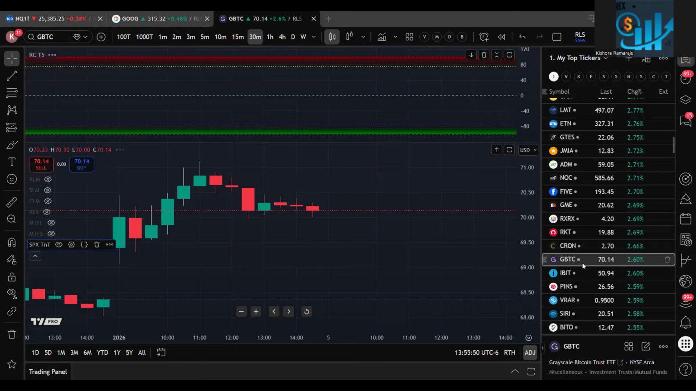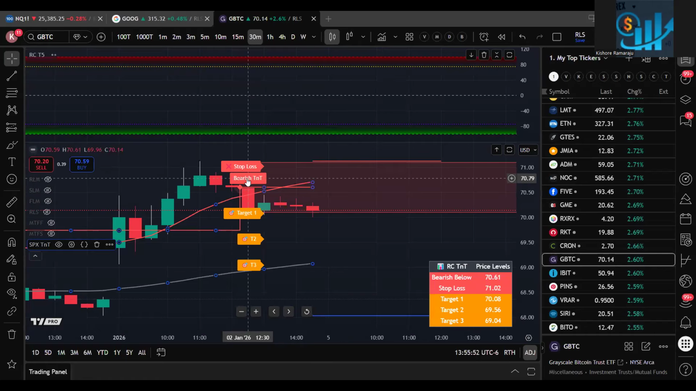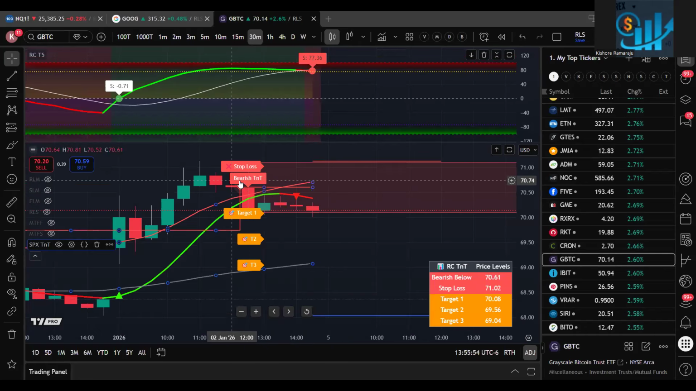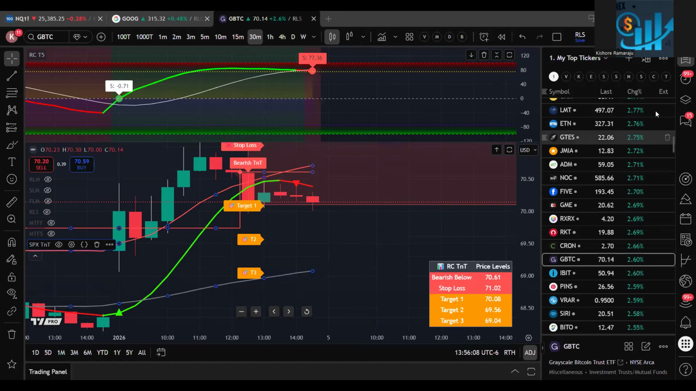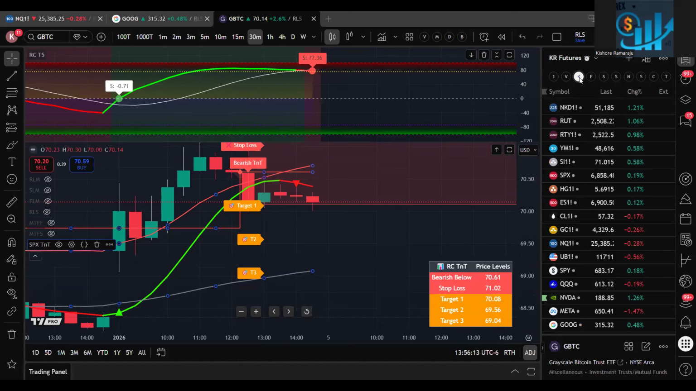So if you see GBTC, right, tomorrow you'll see most of these will drop, right? You got a bearish tag and turn, bearish below 70.61, target is 70, 69, 69. That means you can buy the puts, you can do the bear calls, you can short the stock, you can do multiple things. If you see NKD.